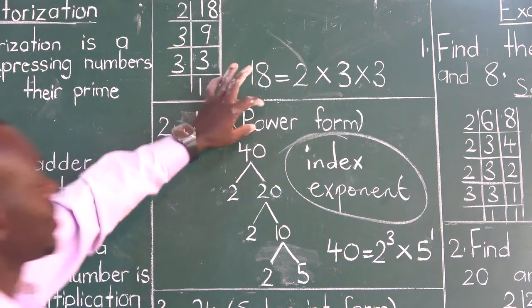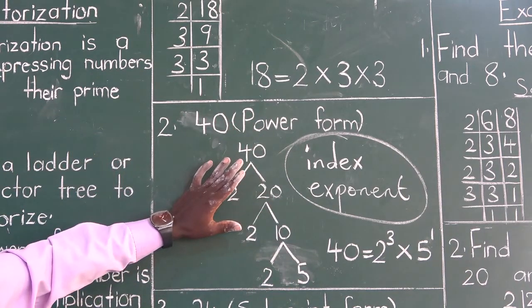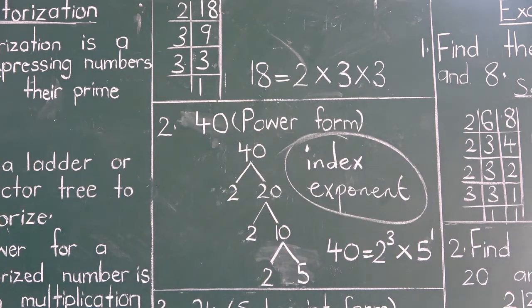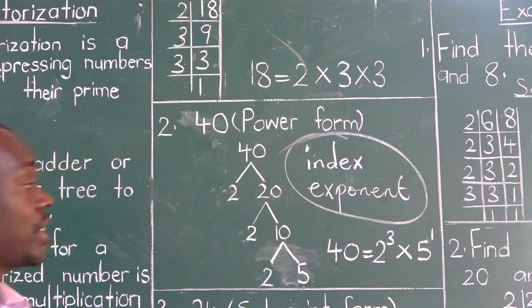Now, give your answer. This is prime factorization using a factor tree. We have used a prime factor tree to prime factorize. Now we are going to express our answer in power form. Power form is the same as index form or exponent form. So what are the powers?